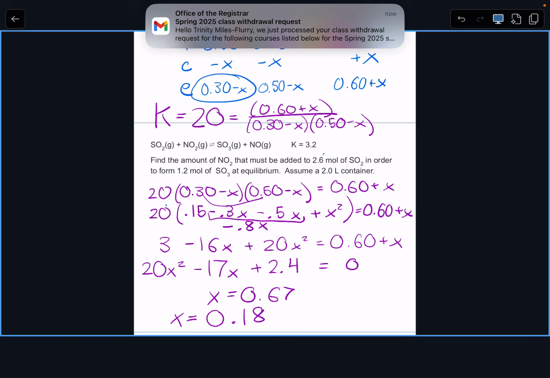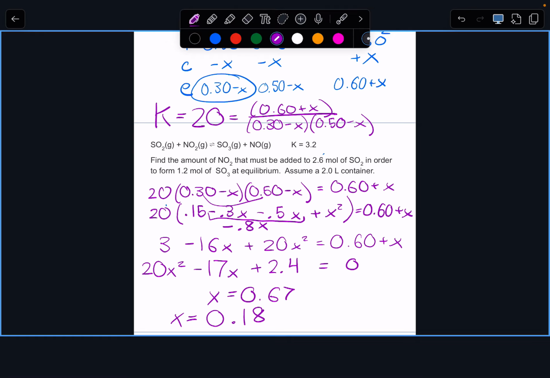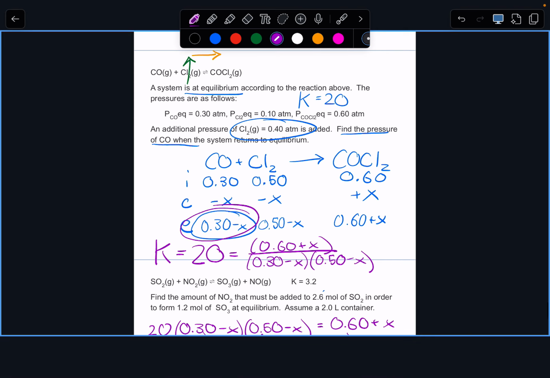Oh, 0.12. Sorry. So the equilibrium amount of CO at equilibrium is equal to 0.12 molar. I think that's what the question asked for, was equilibrium amount. Yep.